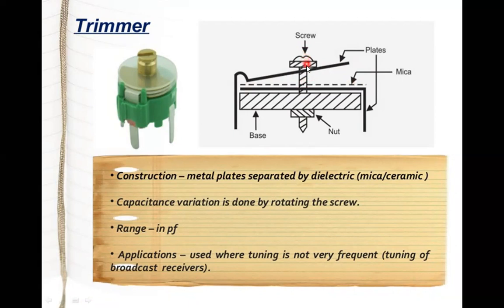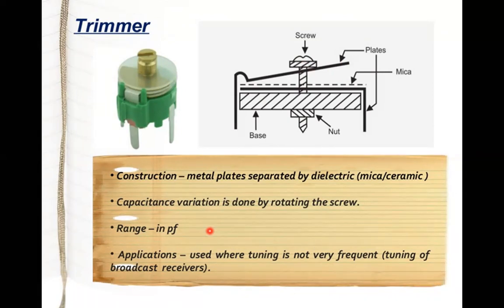As you rotate clockwise as well as anti-clockwise, you can see that this plate will come close to this medium or go away from it. It means we are changing the value of capacitance. So this is called a trimmer. Capacitance variation is done by rotating this screw. The range is in picofarad. Applications are used where tuning is not very frequent.